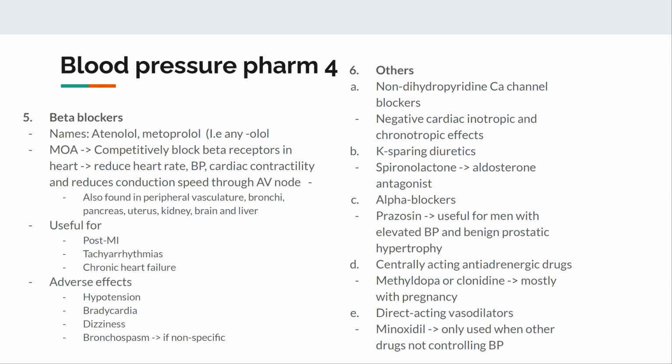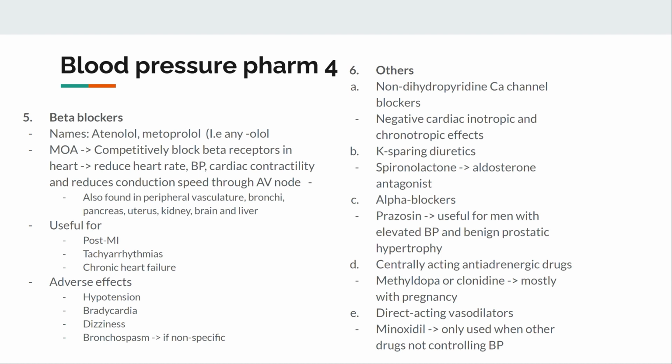The key thing to note here is that you want to get specific beta blockers to the heart, because you can get something like propranolol, which works a little bit on the bronchi and can cause bronchoconstriction, which is something you don't want for someone with asthma. So atenolol and metoprolol are more specific to the heart. Adverse side effects include hypotension, bradycardia, dizziness, and bronchospasm if it's non-specific, as I mentioned.